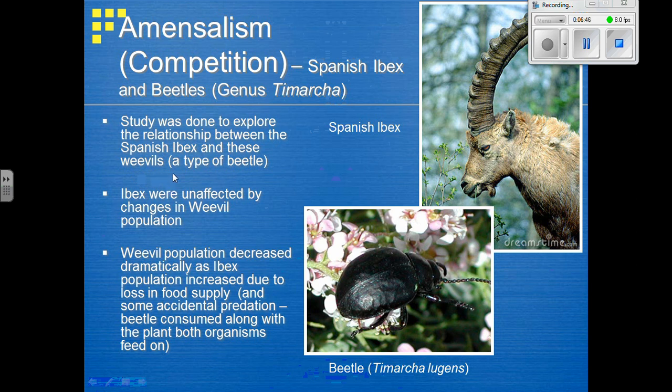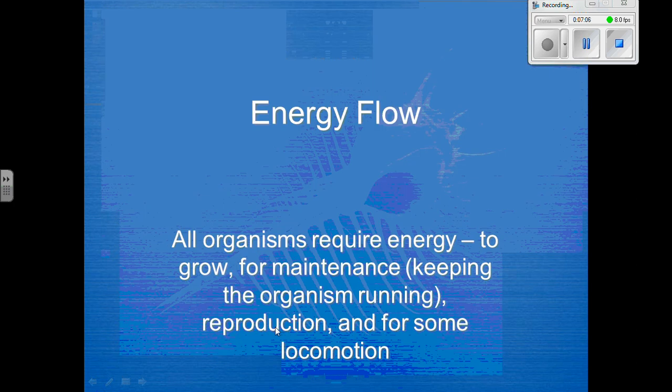But the ibex was unaffected by changes in the weevil population, but the weevil population dramatically decreased as the ibex population increased because they were competing for the same food. So in this competition, the beetle got left out, the ibex won, and so on. So, amensalism. Want to switch gears to energy flow.